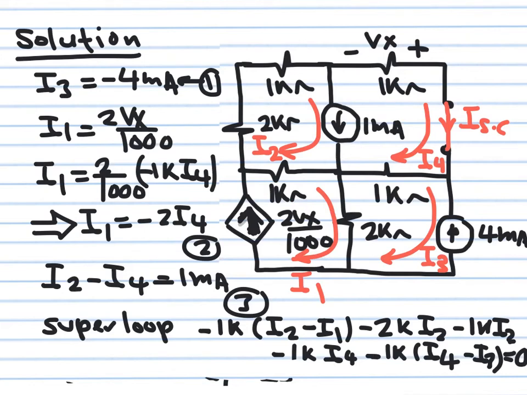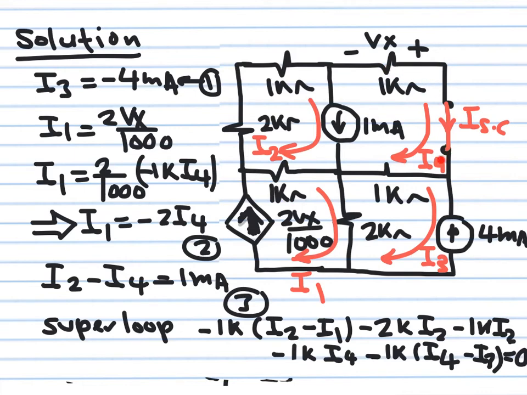So you have to use the other equations. First one is that this current here is equal to I2 minus I4. So I have now that I2 minus I4 is equal to 1 milliampere. So this is my third equation. The fourth equation, I'm going to be getting it by building a super loop. So I'm going to use this super loop. I'm going to bypass this current source, and then I'm going to sum the drops.